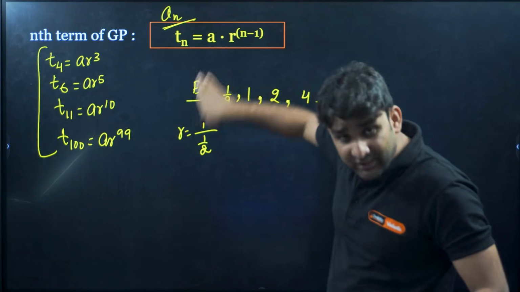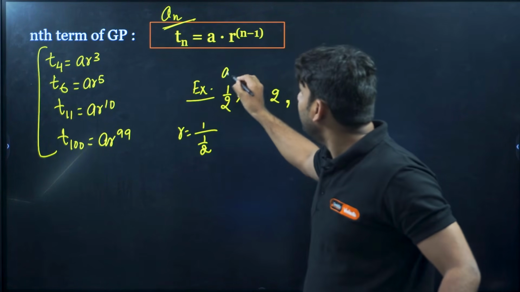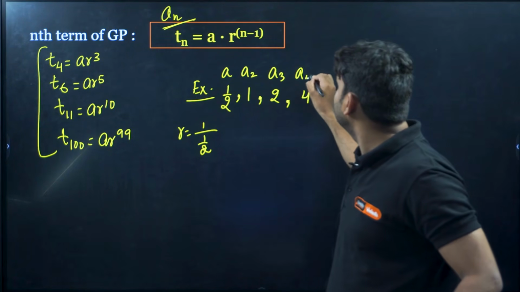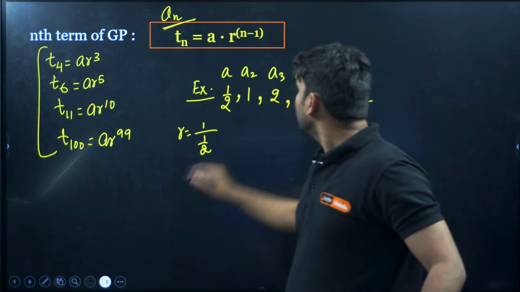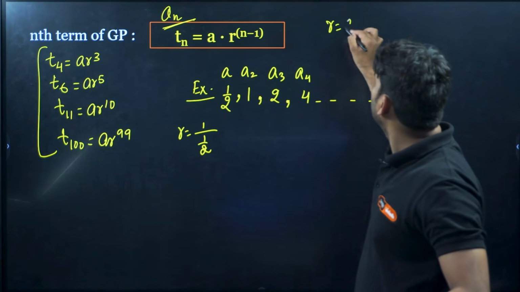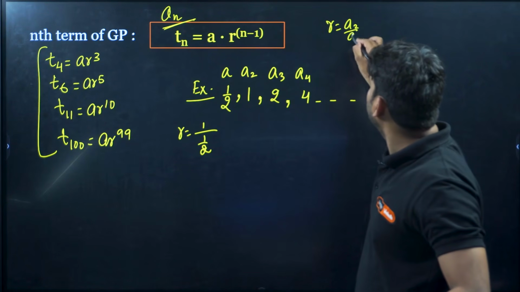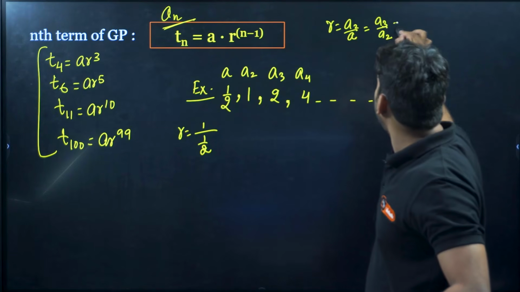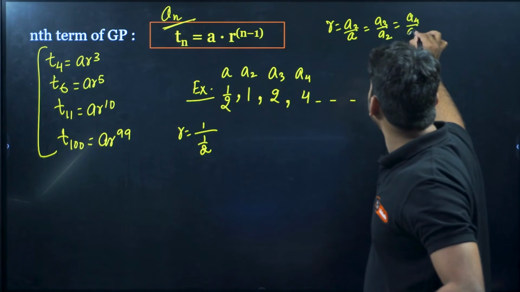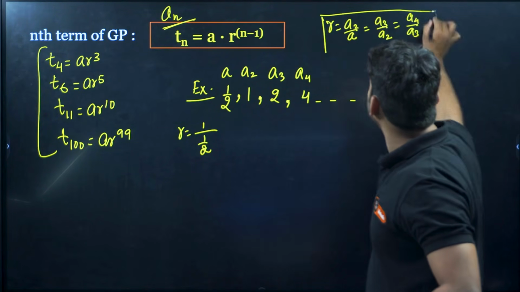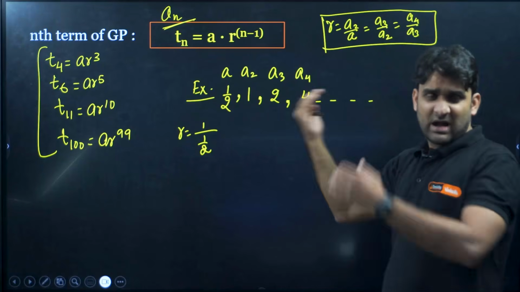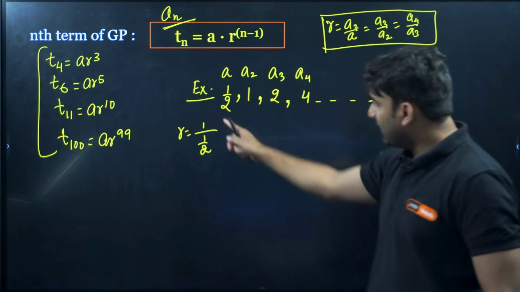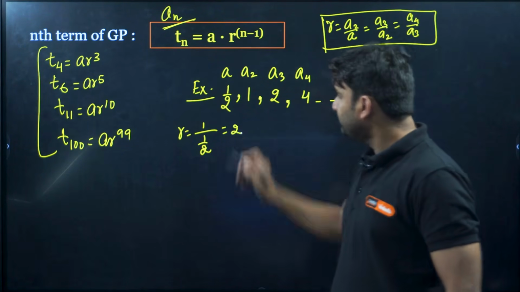succeeding divided by preceding. For example, this is A, this is A2, this is A3, this is A4. So what is R? You can get R by A2 divided by A, or A3 divided by A2, or A4 divided by A3. Always divide the succeeding term by the preceding term. So 1 divided by 1/2 will come 2.